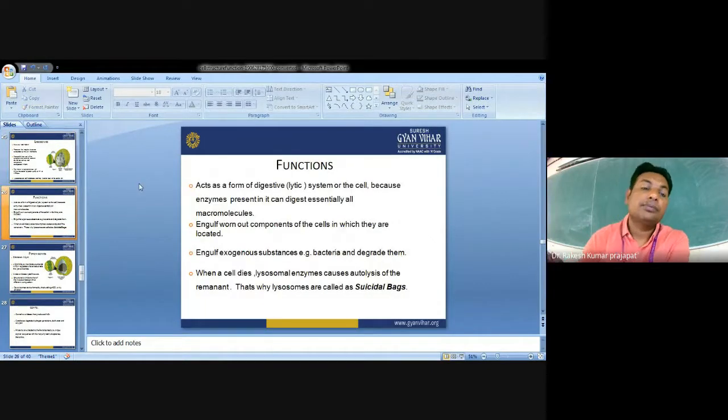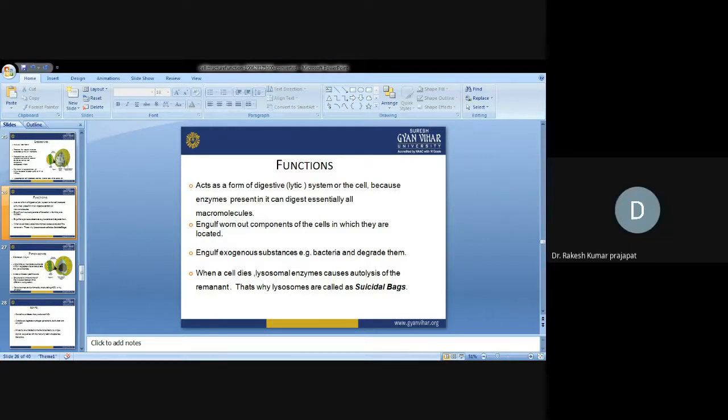Functions of cytoplasm. Functions of lysosome. The lysosome acts as a form of digestive system or lytic system because the enzymes present can digest essentially all macromolecules. That could be one of the important functions of the lysosome, because it contains so many digestive enzymes that perform digestive, lytic functions in the cells.